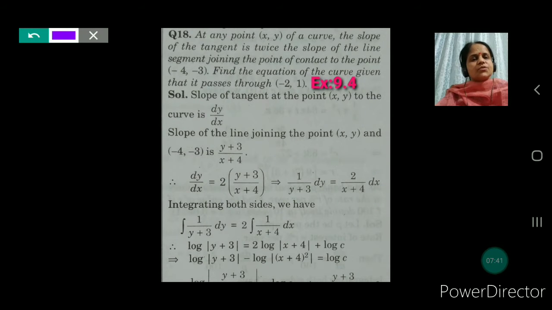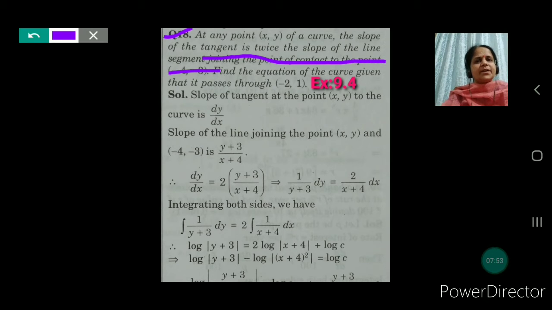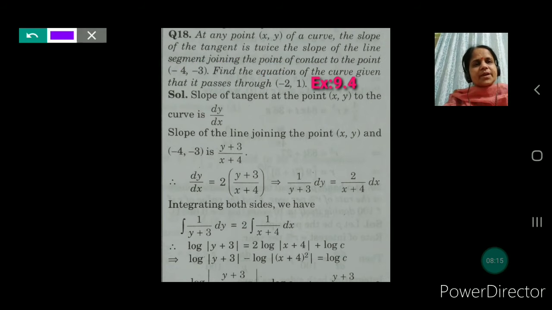Now solve question number 18. Okay. At any point (x, y) of a curve, the slope of the tangent is twice the slope of the line segment joining the point of contact to the point (-4, -3). Find the equation of the curve given that it passes through (-2, 1). Okay. So first of all, students, apply the given condition.